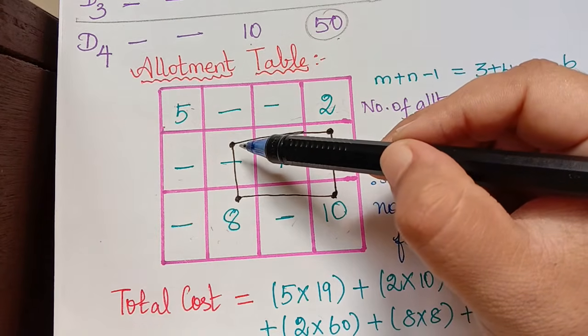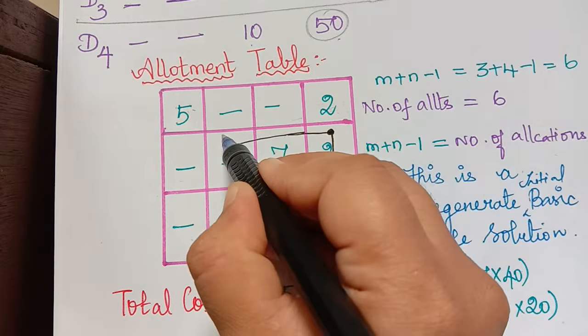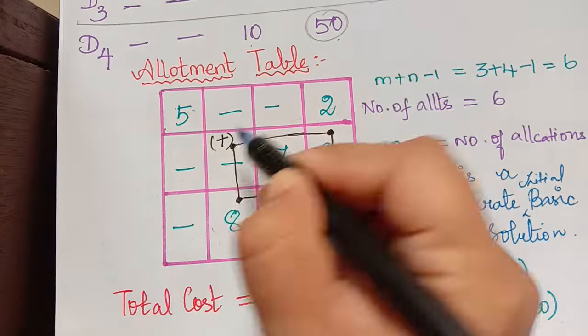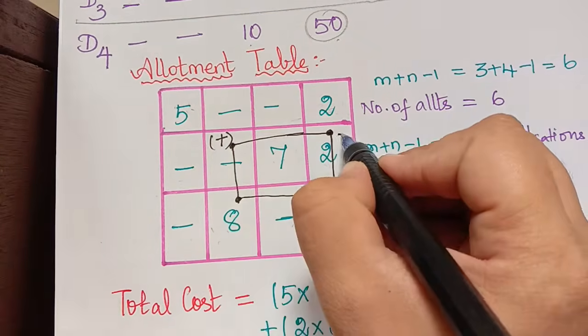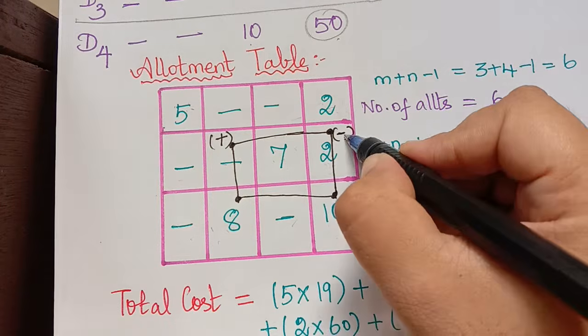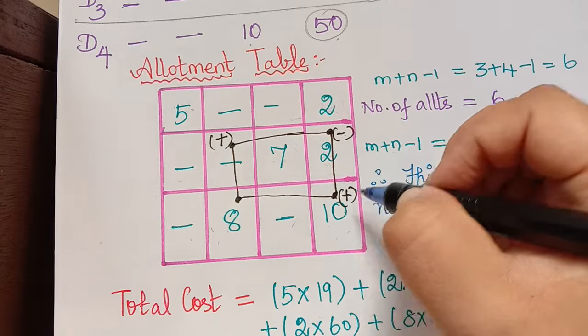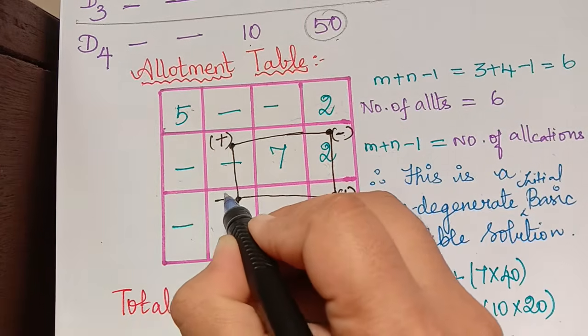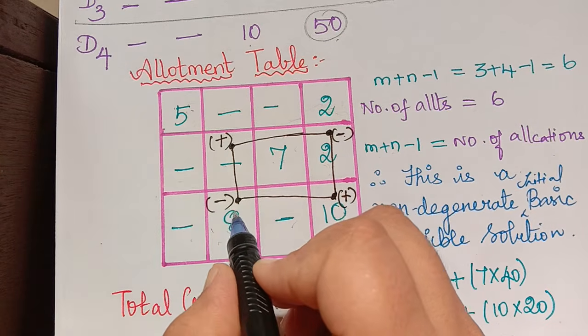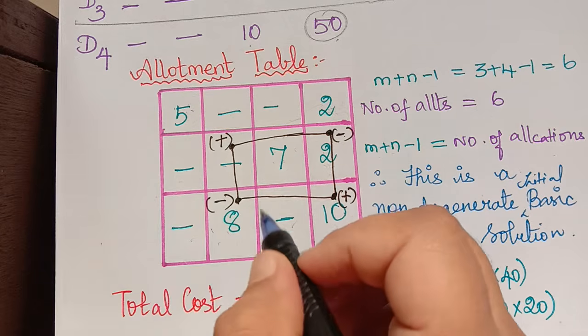So now what I have to do is, I have to enter a positive sign at this place, and alternatively a negative sign here. If this is negative, alternatively this has to be positive, and this is positive, so alternatively this has to be negative. So now we are going to form a new allotment table.